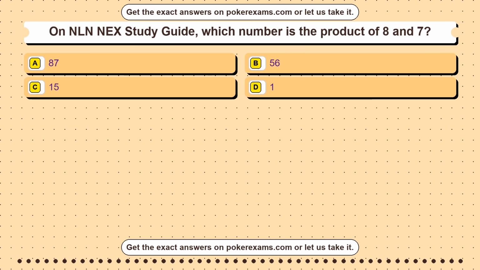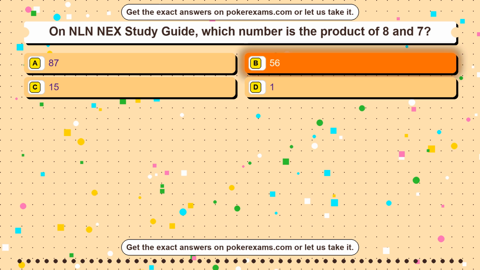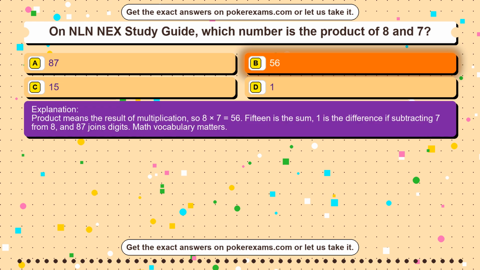Question 4. On GED scientific method practice, which value is the perimeter of a square with side 6? Option A 36. Option B 12. Option C 18. Option D 24. The correct answer is option D. A square has 4 equal sides, so the perimeter is 4 times 6 equals 24. 12 uses only 2 sides, 18 uses 3 sides, and 36 is the area. Perimeter measures distance around a shape.